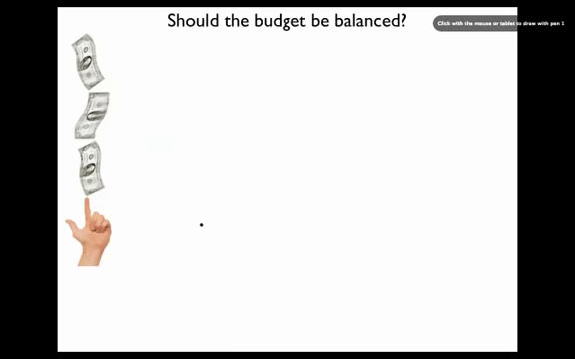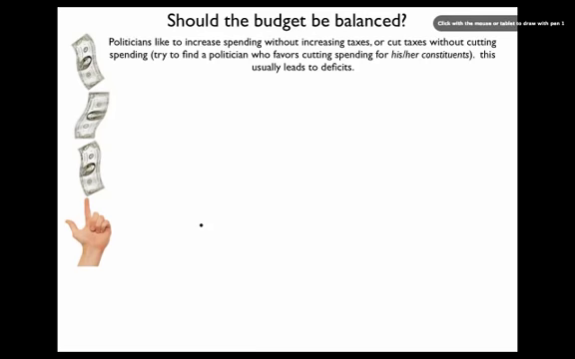This brings us to a question: should the budget be balanced? Well, politicians like to increase spending without increasing taxes, or they like to cut taxes without cutting spending. So everybody likes to do that. Everybody wants something for nothing. What this has done over time has led to deficits. Now, today, in political circles, we're talking about whether we should have a balanced budget every year.